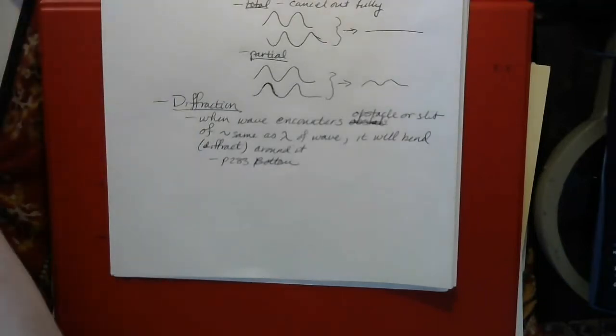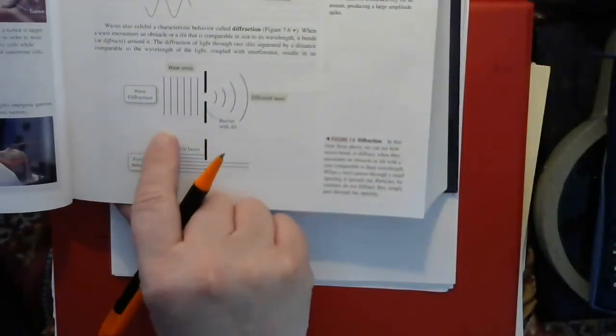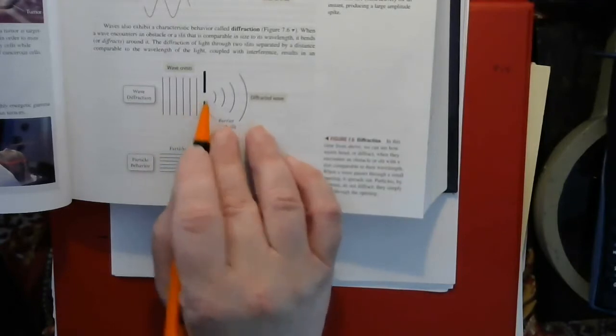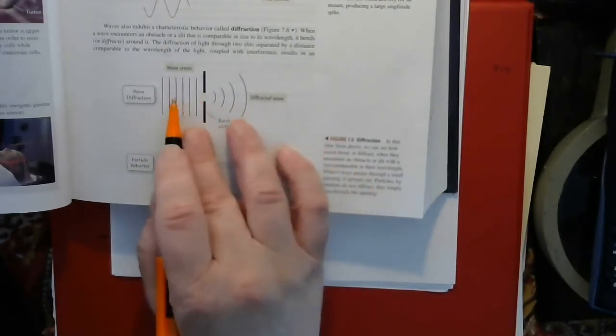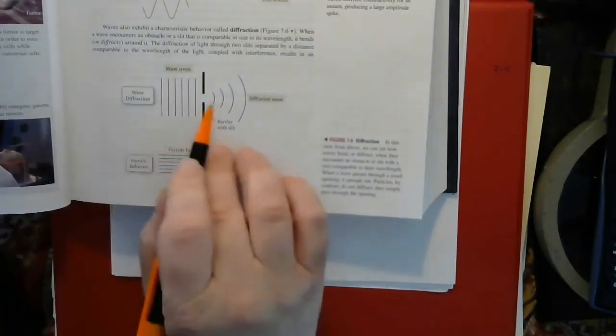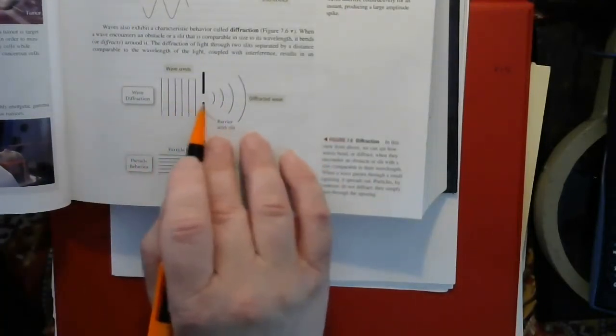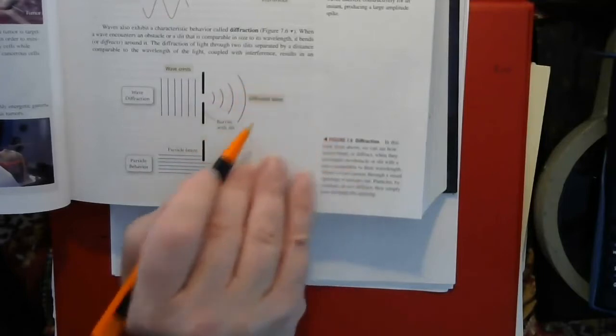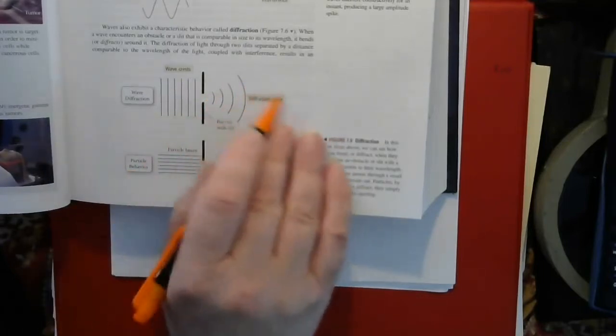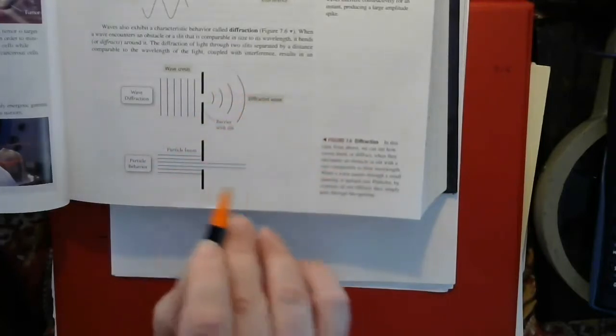And a good example of that is shown at the bottom of page 283. See, 283. There we are. This diagram here. When you have a single slit that's about as wide as the wavelength of the waves are, then what you get is the waves sort of bending around that slit like this. And that's a diffraction pattern.